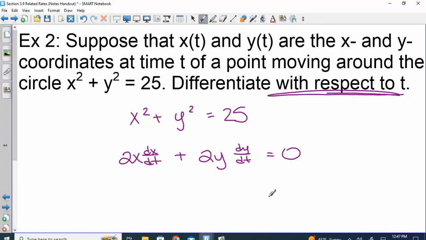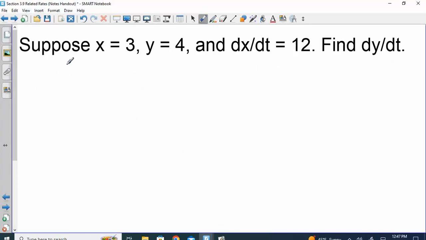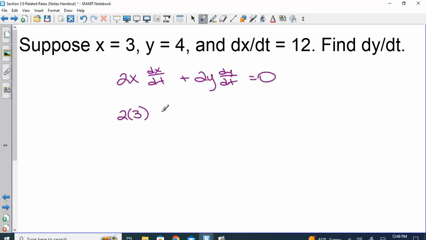So now, using this equation, look at your next slide. Suppose x is 3, y is 4, dx/dt is 12. Find dy/dt. So you guys do that. You just multiply that by 6. Oh, that's it. It's not 6.